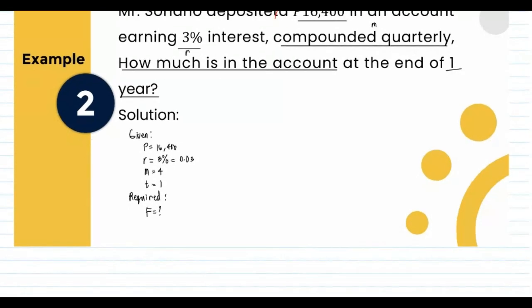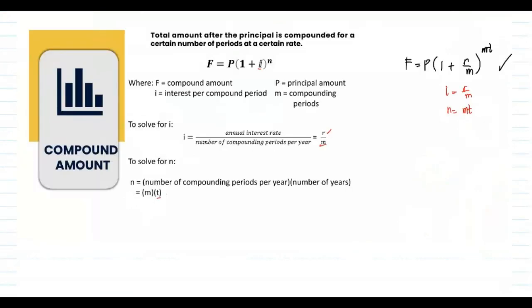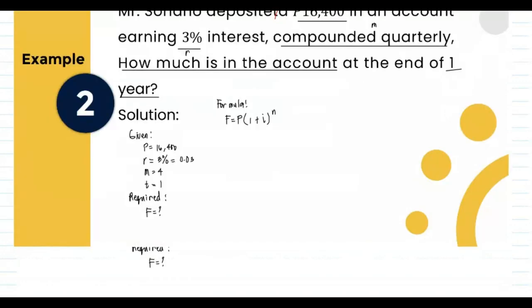And then, we are going to make use of the formula. So, ano yung formula na pwede doon sa ating problem? Obviously, since we are looking for the compound amount, we are going to make use of the formula, which is F is equal to P times (1 plus i) raised to N. So, yan yung formula na ginagamit natin. That's going to be F is equal to P times (1 plus i) raised to N when we are looking for the compound amount.